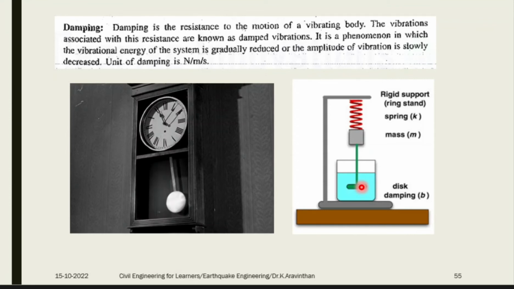During any earthquake, your building should not vibrate more. In the sense, what you have to introduce? Dampness. If you are introducing dampness, your building will not vibrate too much far or too much long. Here the dampness is very less in case of the wall clock, hence it keeps on oscillating.